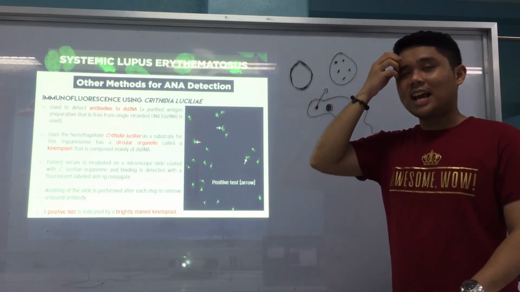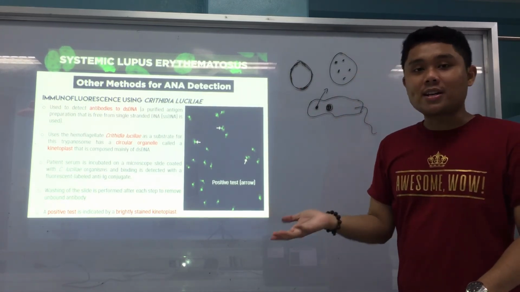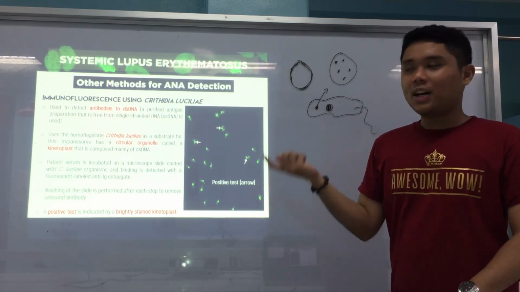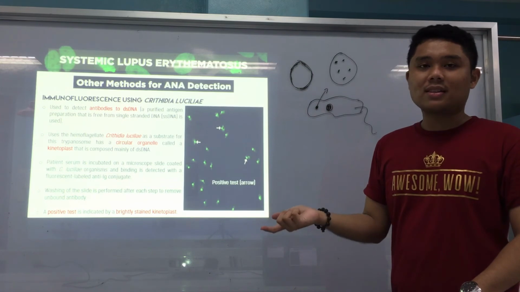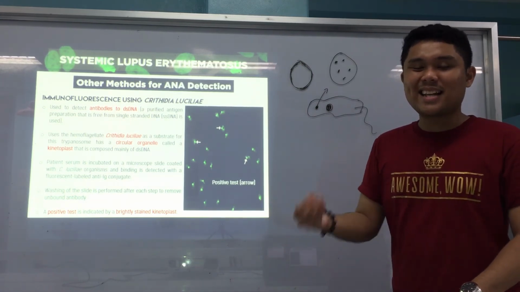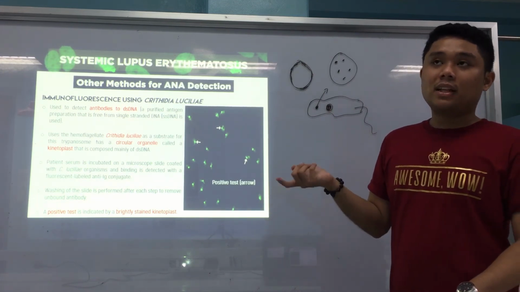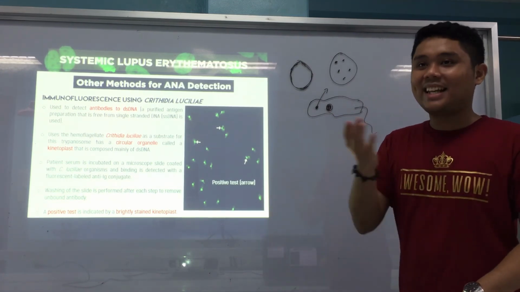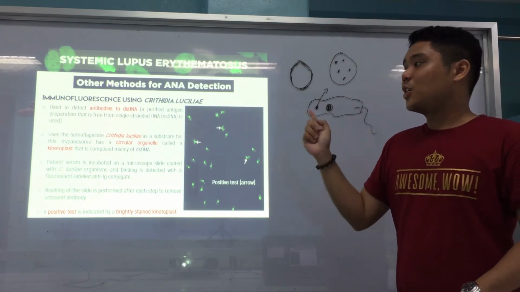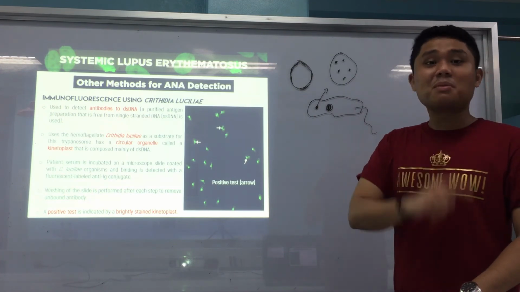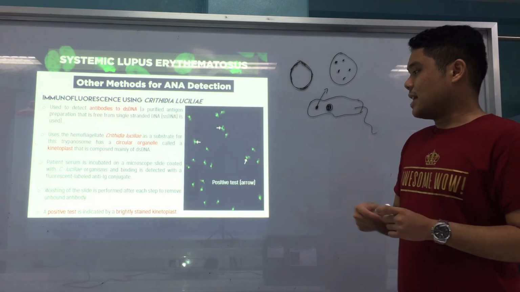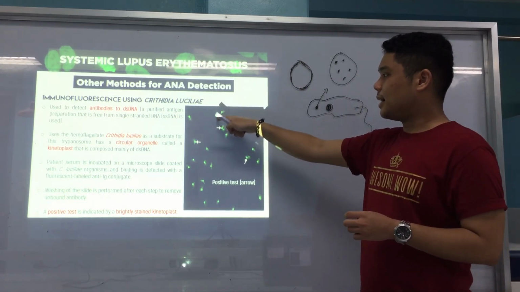Alright. And it came out in the boards, yes, the question was, what is the substrate used for the detection of dsDNA using IIF? Okay? Or indirect immunofluorescence. What is the substrate used to detect dsDNA? Specifically, dsDNA antibodies, to detect dsDNA antibodies using immunofluorescence, and that is your press the buzzer, Perfidia lucilii, a hemoflagellate. It came out in the boards, okay? That's why I included it here. Alright? Perfidia lucilii. Again, positive test, brightly stained kinetoplast.